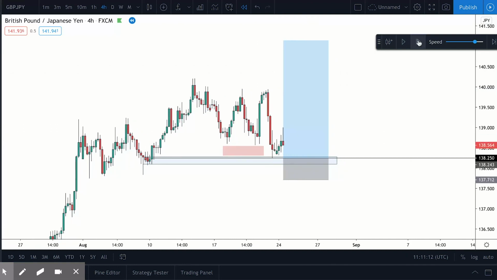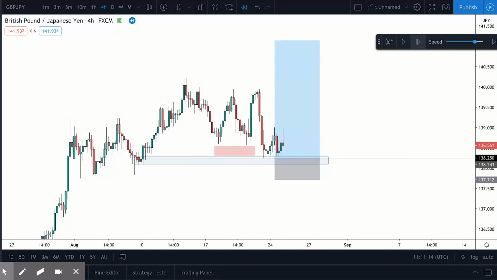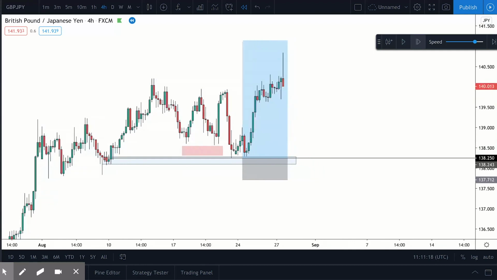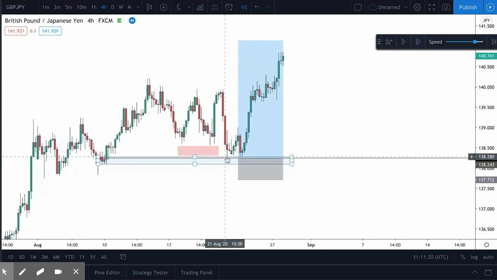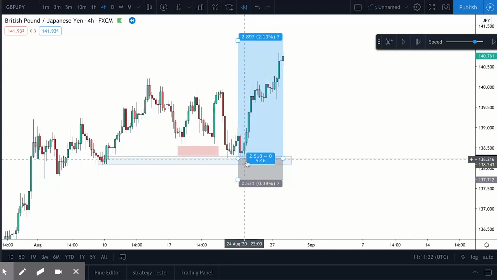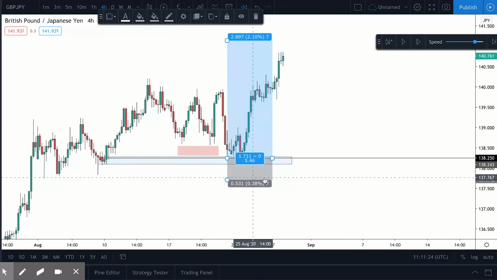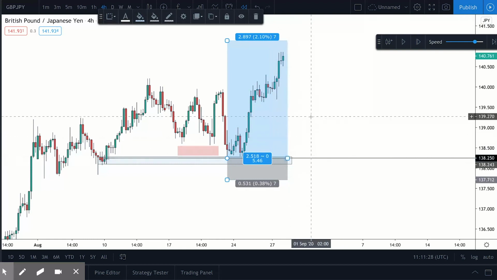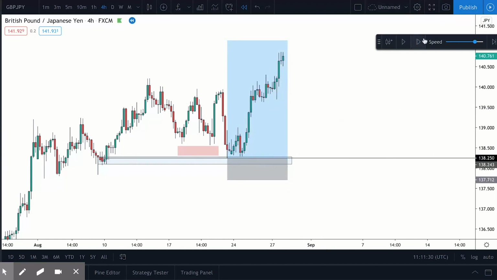I think this one came back down to tap it another time. Okay, there we go. So yeah, no, it didn't even tap into it. So as you'll see, we tap the key level right here. Since that, we never came that low again. Now that was the trigger for the move. And as you can see, it played out to perfection.